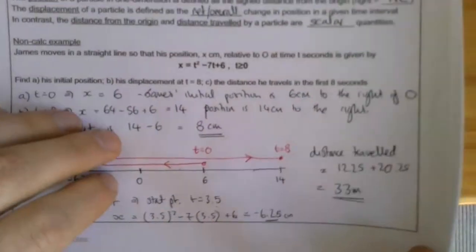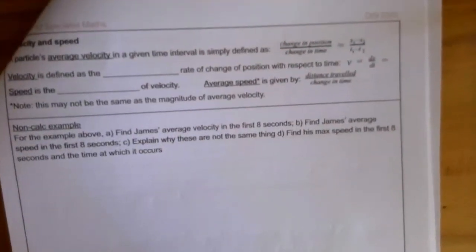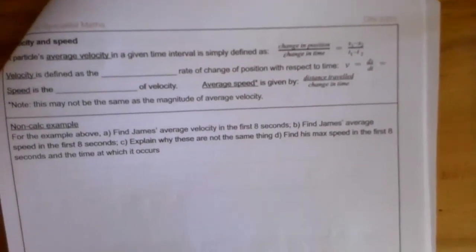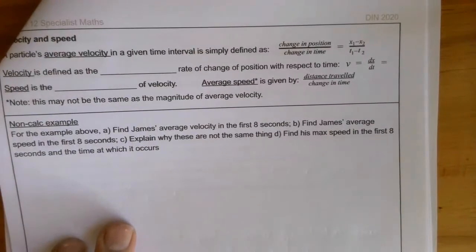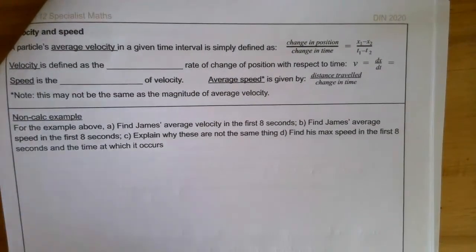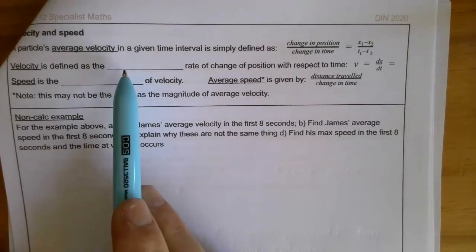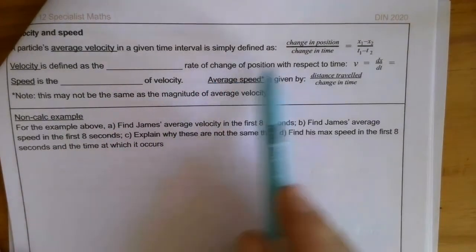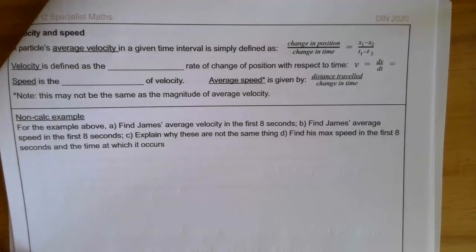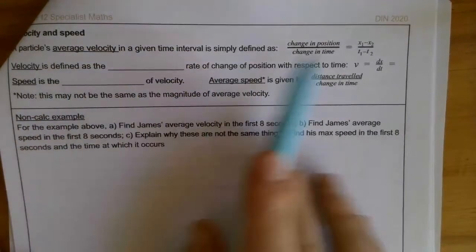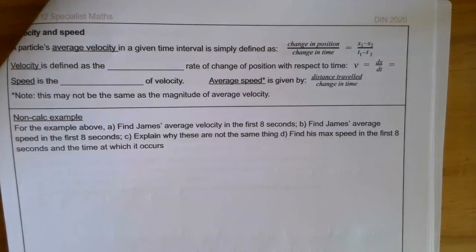Okay, let's flip it over, and let's talk a little bit more explicitly about speed and velocity. We talked about it just a little bit then. So, some definitions. A particle's average velocity is defined as the change in position divided by the change in time. So you work out where it is at the start, you work out where it is at the end, and you look at the difference between them.